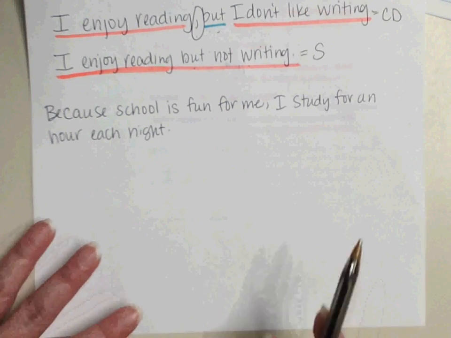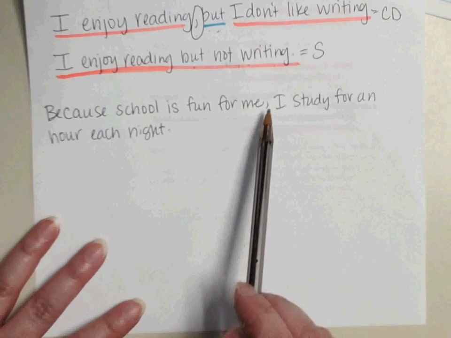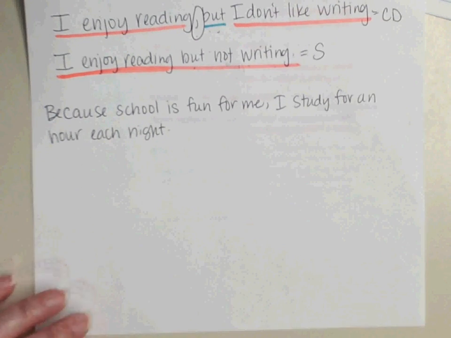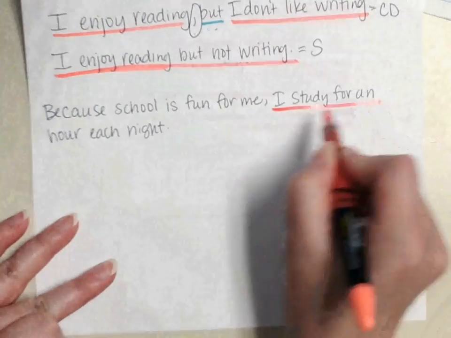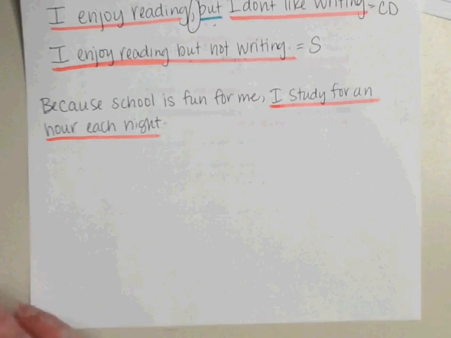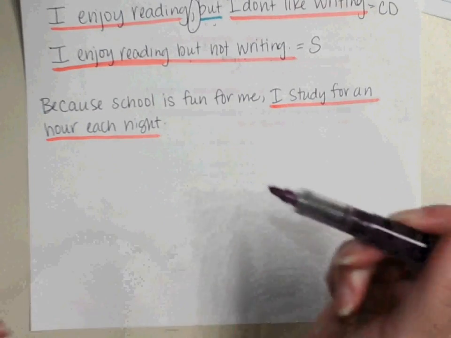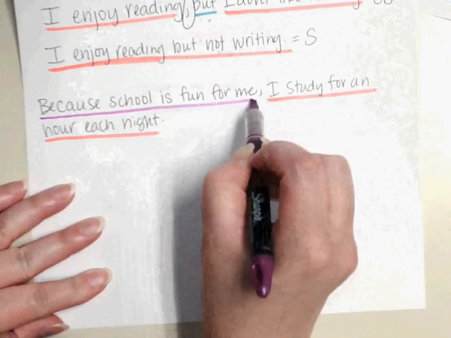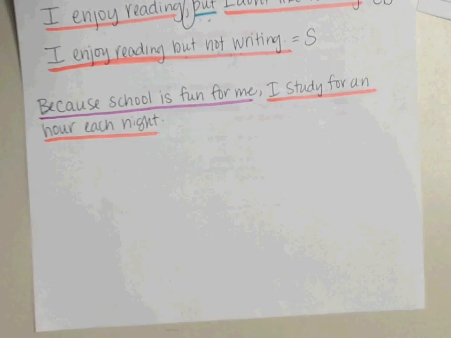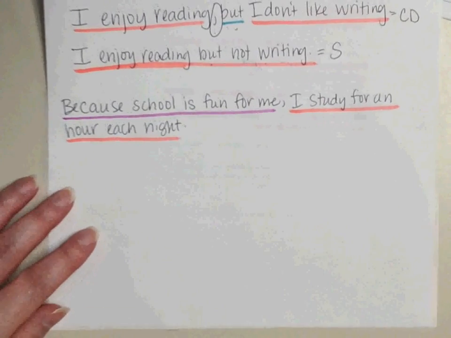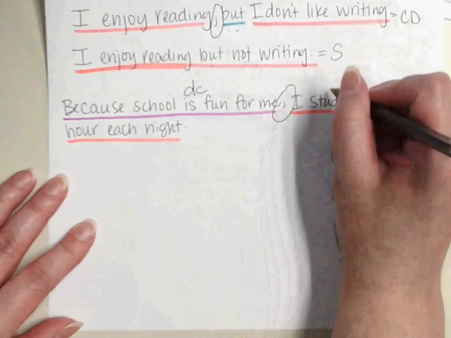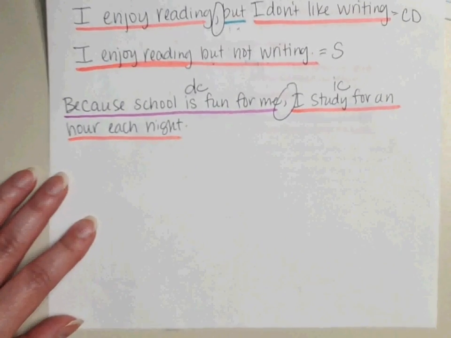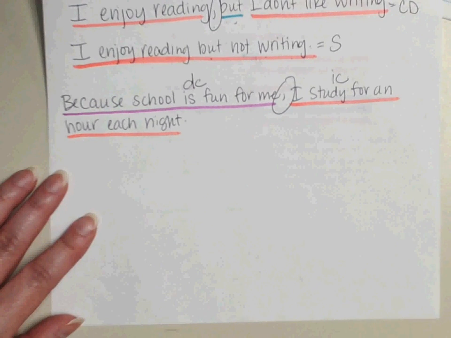Okay, so I've got two parts. Because school is fun for me, I study for an hour each night. Which one is independent? I study for an hour each night. Which one is dependent? Because school is fun for me. Okay, what's the only other part that I haven't acknowledged? The comma. So I've got dependent clause, comma, independent clause. Does that make sense?